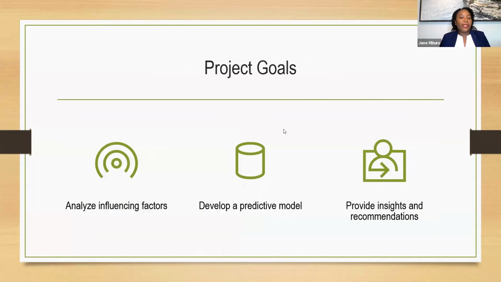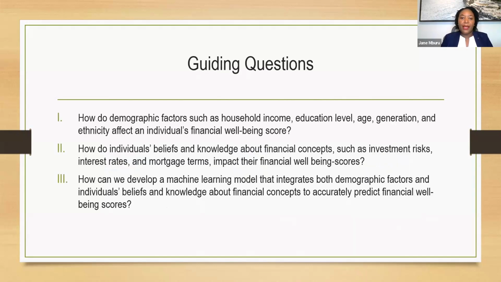The purpose of this capstone was to analyze the data set that I had, which contained 217 columns and 6,394 rows. I wanted to analyze factors that influence financial well-being, develop a machine learning model that could predict an individual's financial well-being, and also provide insights and recommendations for future purposes.